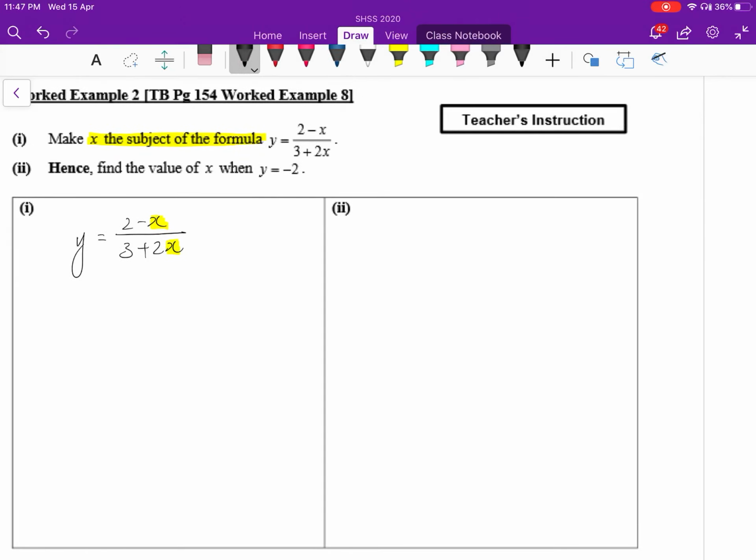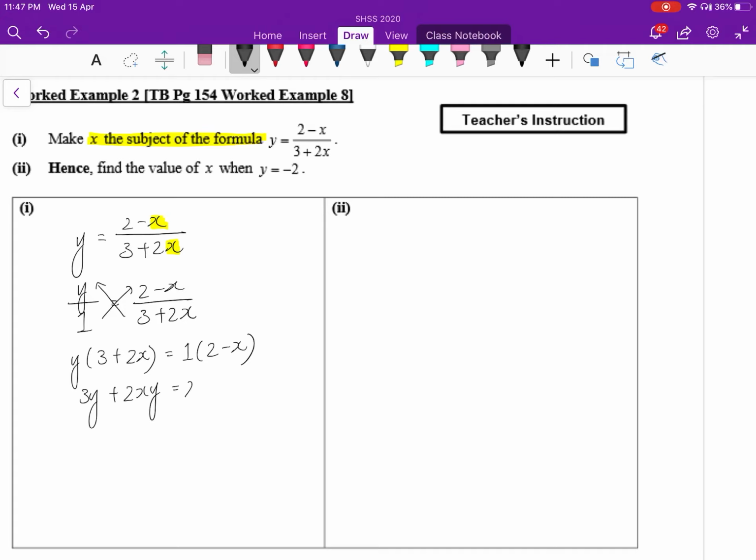Now, how do we do that? Very simple. I make y into y over 1 equals 2 minus x over 3 plus 2x. Fraction equals fraction. I can cross multiply. I'll get y times 3 plus 2x equals 1 times 2 minus x. I'll get 3y plus 2xy equals 2 minus x. Basic cross multiplication and expansion should have no problem.